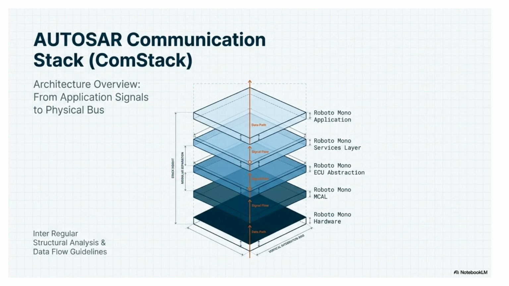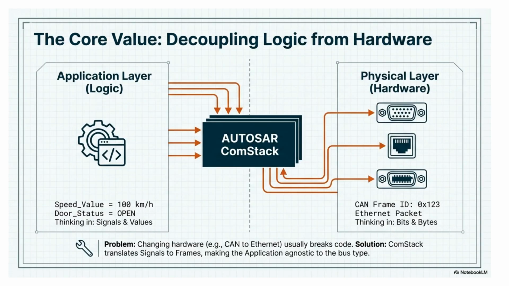This modular approach allows application signals to be transmitted across different bus systems without modification. This page introduces the vertical integration axis, illustrating how data moves from the application layer through service and abstraction layers to the physical hardware, ensuring reliable real-time communication. The key value of the AUTOSAR Comstack is separating functional software from the physical hardware.